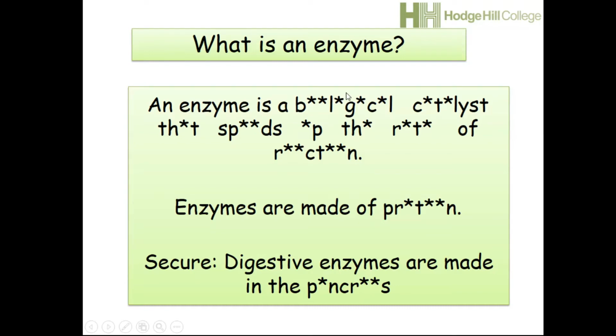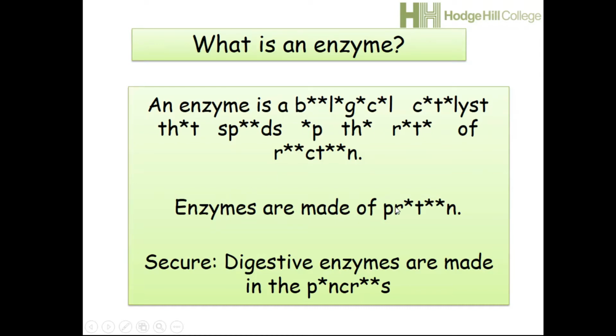Right, so let's go through the answers. What is an enzyme? An enzyme is actually a biological catalyst that speeds up the rate of reaction. So you might have heard of catalysts in chemistry. Catalysts generally speed up reactions. Enzymes are the same, but they're just biological because they're found in our bodies, so they're living, yeah?